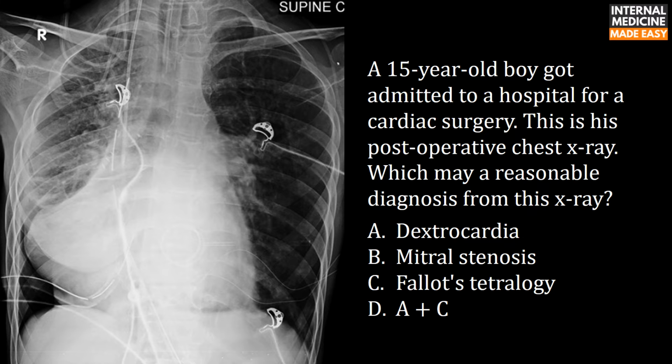Before starting discussion of the main topic, we will first review a case. A 15-year-old boy got admitted to a hospital for a cardiac surgery. This is his post-operative chest X-ray. Which may be a reasonable diagnosis from this X-ray? A. Dextrocardia, B. Mitral stenosis, C. Fallot's tetralogy, and D. both A and C. We will discuss the case later.